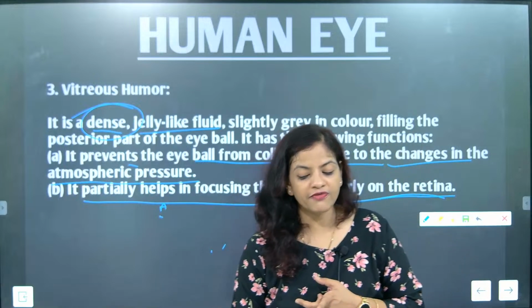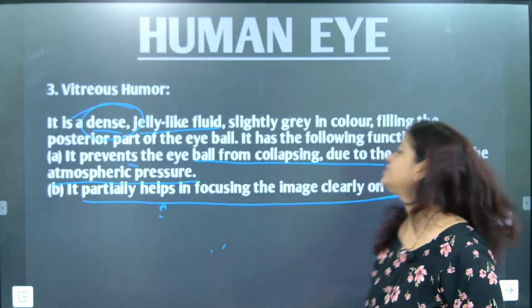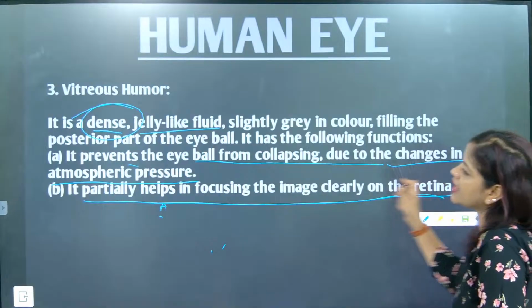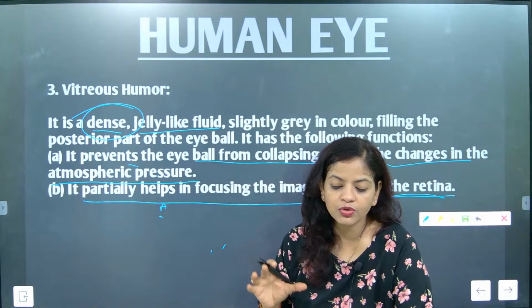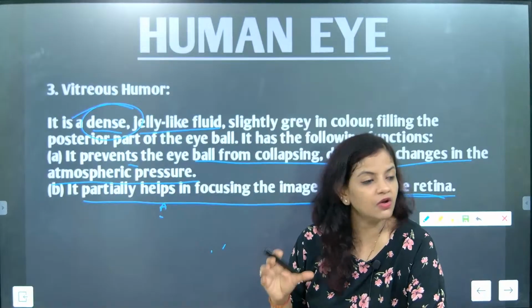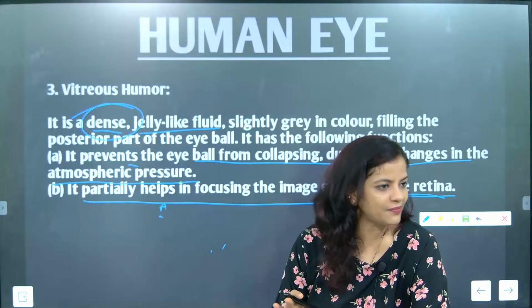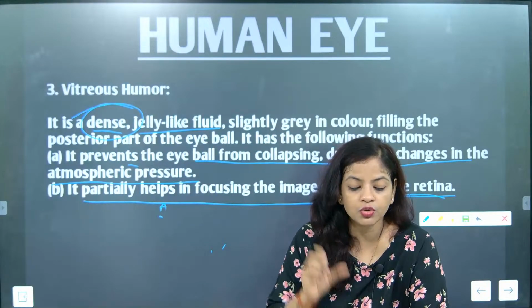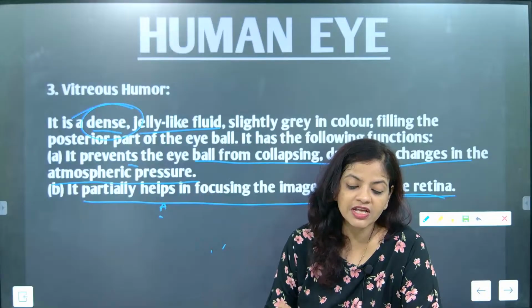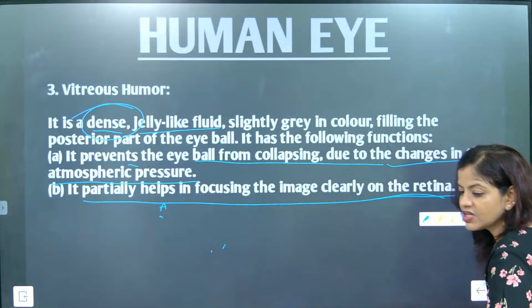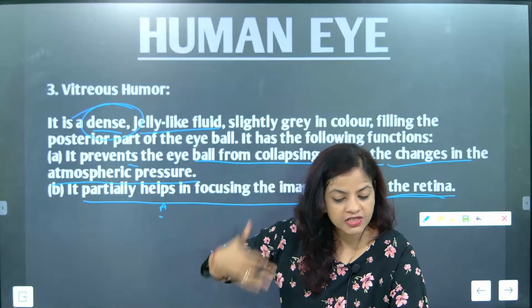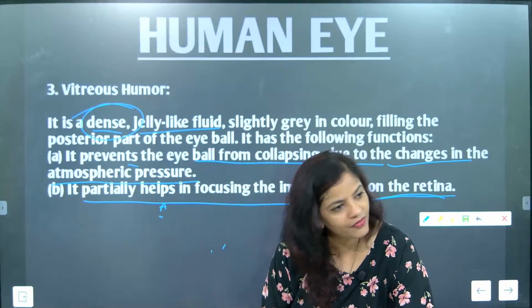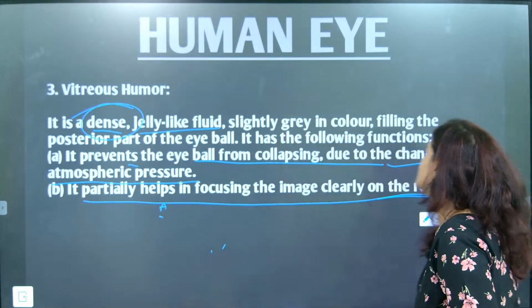What are the two important functions? First is shape maintenance. It helps the eyeball to have a specific shape and does not allow the eyeball to collapse. Next, it partially helps in focusing the image clearly. I hope everybody understood this part. Come on, children. This is done.